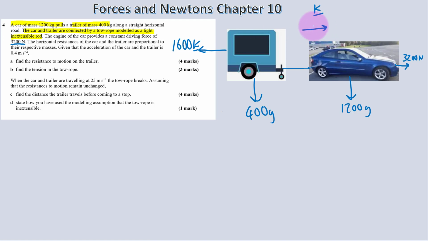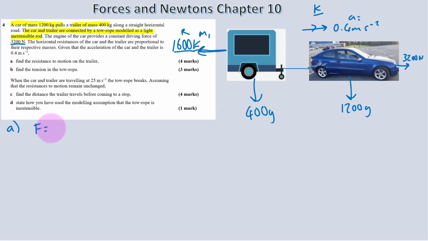Now the car acceleration is 0.4 meters per second squared, a. Find the resistance to motion on the trailer. So we're trying to find out what this is, right? How much is going this way? So if you state or imply somewhere this, that is worth a method mark. Alright, let's continue this question.